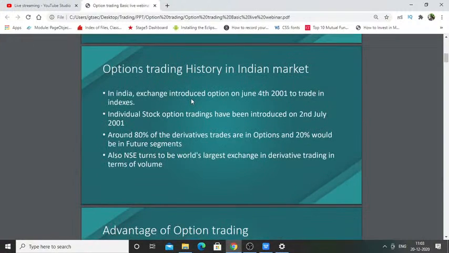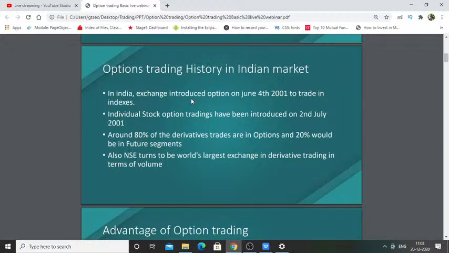Let's start with the history of option trading in the Indian market: when options were started and what their purpose is. In India, exchanges introduced options on June 4th, 2001. Initially, option trading started only with indexes. From 2nd July onwards, individual stock option trading was also introduced.